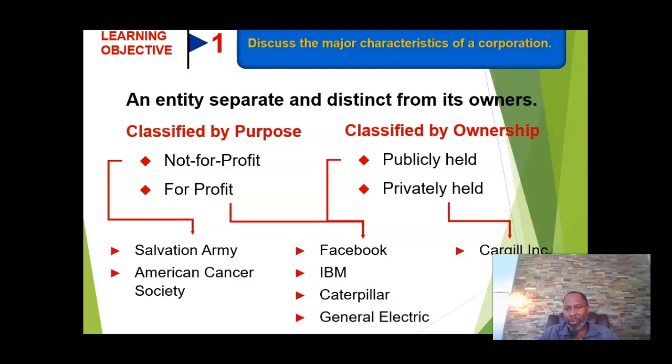For a privately held corporation, those stocks are going to be owned normally by the owners of that corporation and probably family and maybe close friends of the owner. So Cargill Inc. is an example of a privately held corporation. You have to go through that corporation in order to acquire stock in that company.